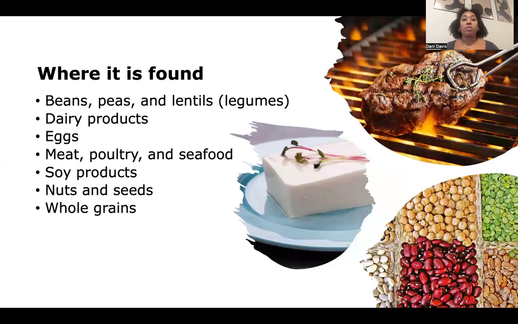So where is it found? We have beans, peas, and lentils, so legumes, dairy products, eggs, meat, poultry, and seafood, soy products, nuts and seeds, and whole grains. All these are protein sources.